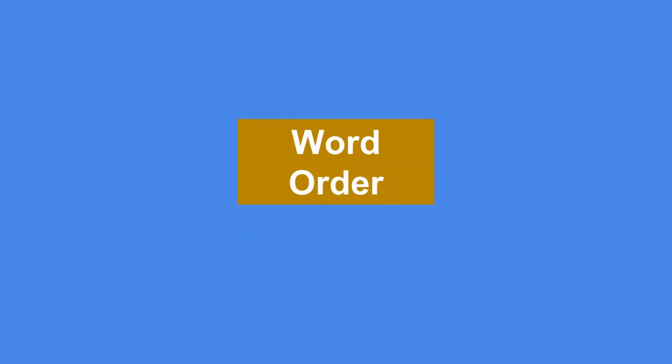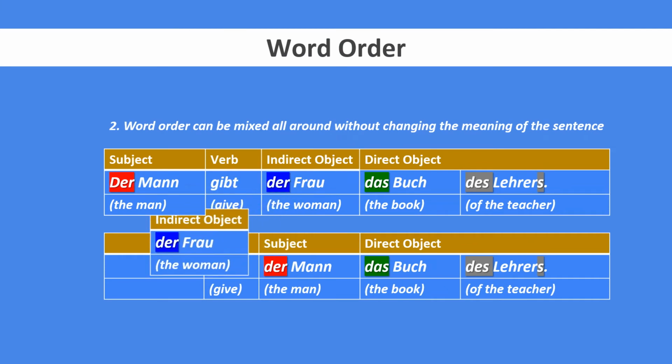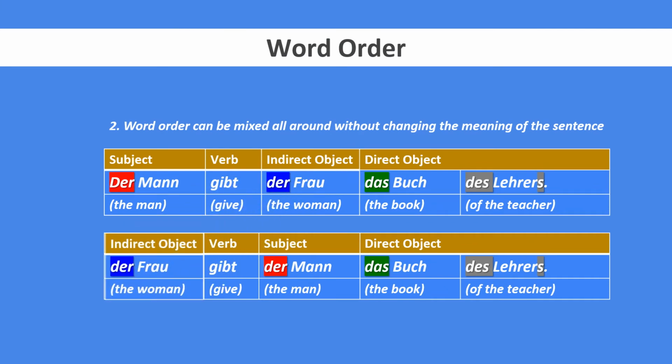Word order. As said before, word order is not very important for German sentences. And we can mix the position of the subject, object, etc. all around without changing the meaning of the sentence.